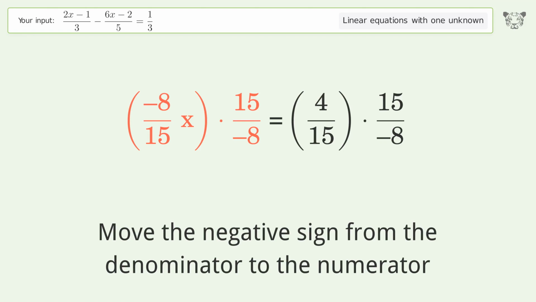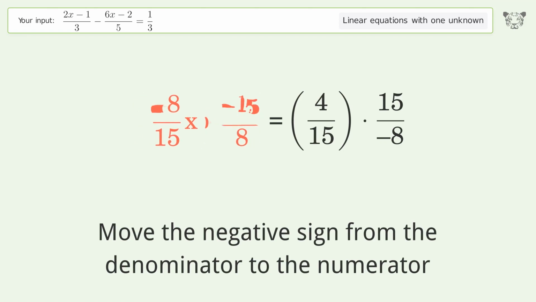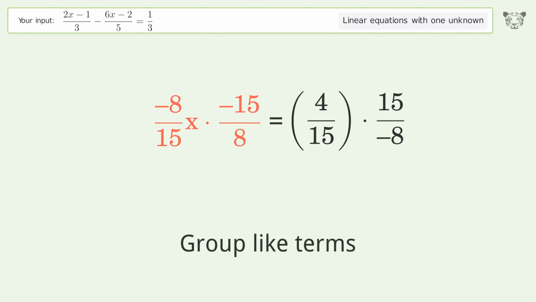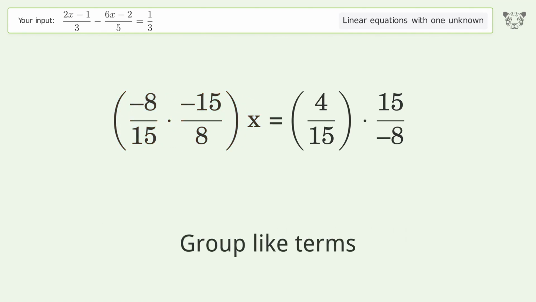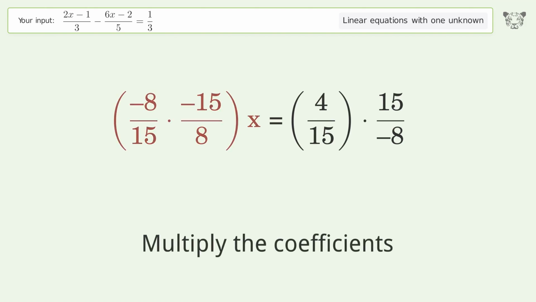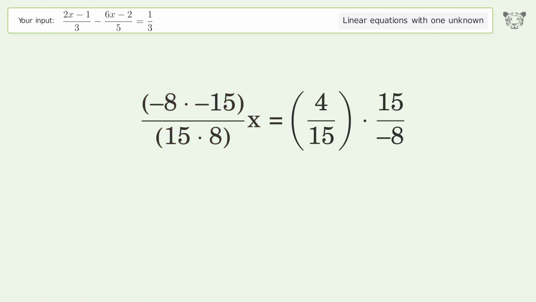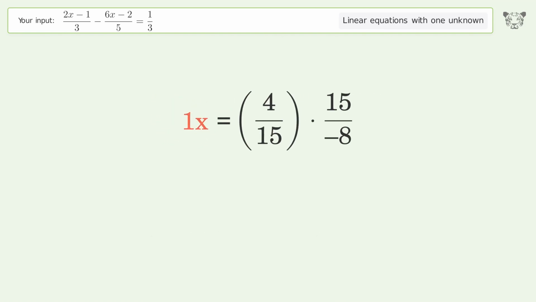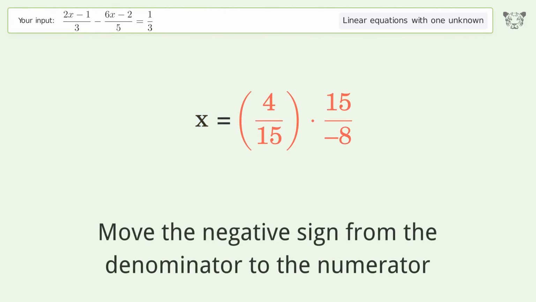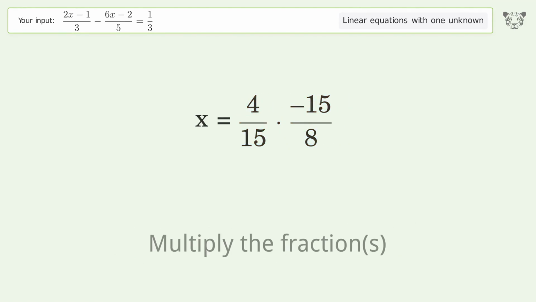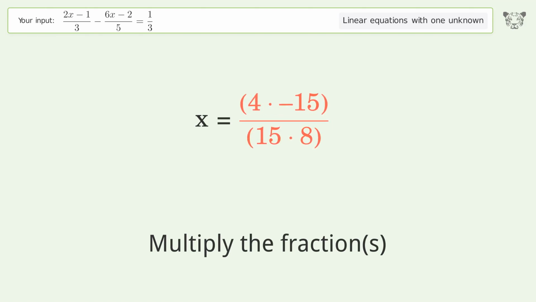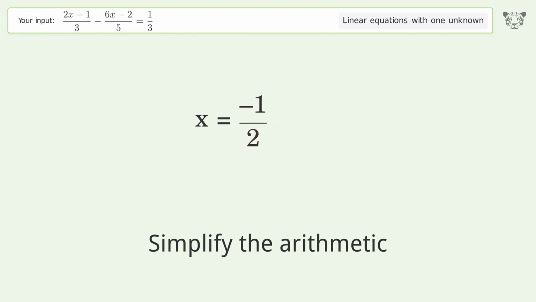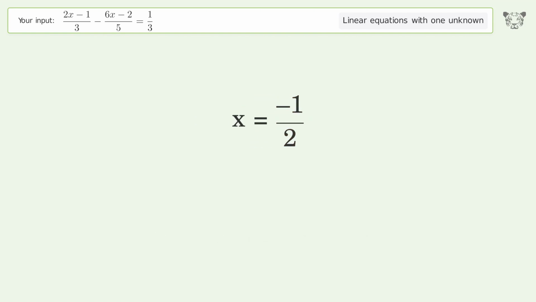Move the negative sign from the denominator to the numerator. Group like terms. Multiply the coefficients. Simplify the arithmetic. Move the negative sign from the denominator to the numerator. Multiply the fractions. Simplify the arithmetic. And so the final result is x equals -1/2.